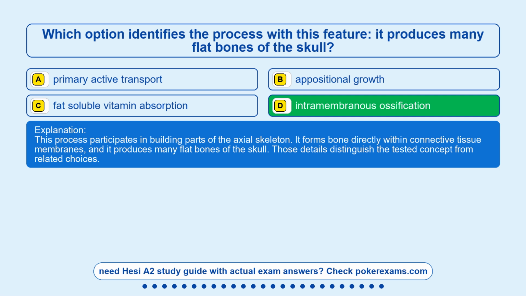This process participates in building parts of the axial skeleton. It forms bone directly within connective tissue membranes, and it produces many flat bones of the skull. Those details distinguish the tested concept from related choices.